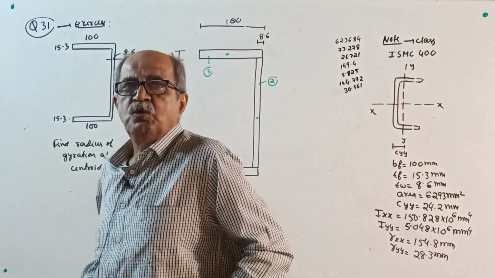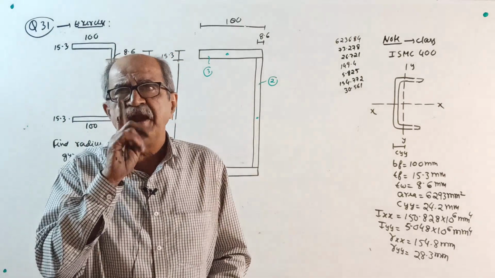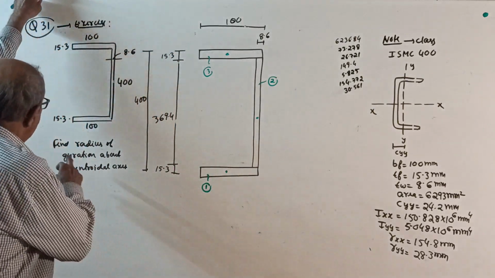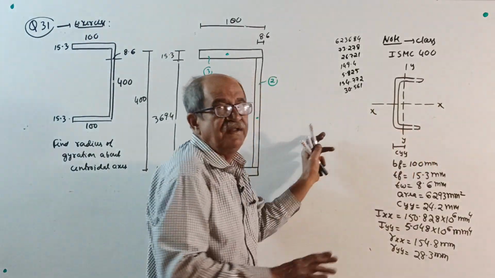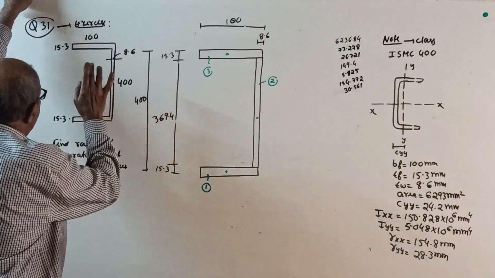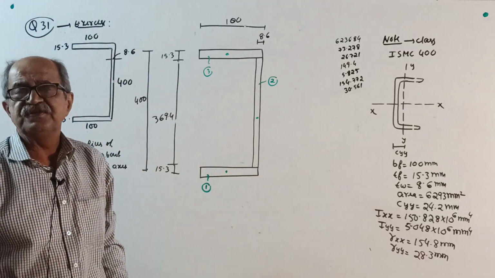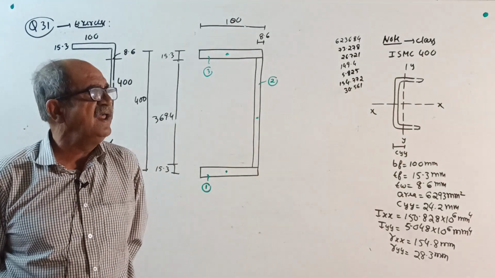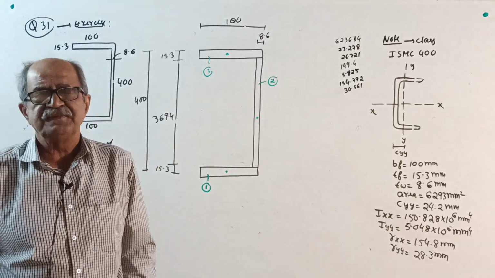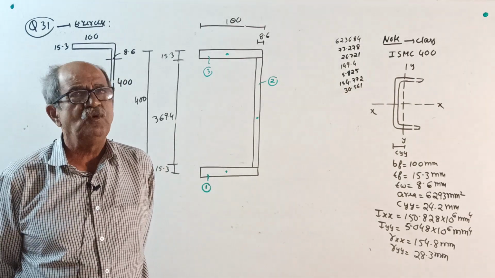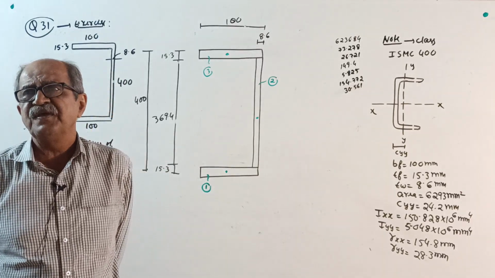Now, question 31, it is pure exercise for you. I will not write anything, I will dictate only. Question is, find radius of gyration about centroidal axis. This is my reference. R about xx and R about yy required. R about xx equal to square root of I about xx by A, R about yy equal to square root of Iyy by A. So first you require area and also you require I about xx, I about yy.